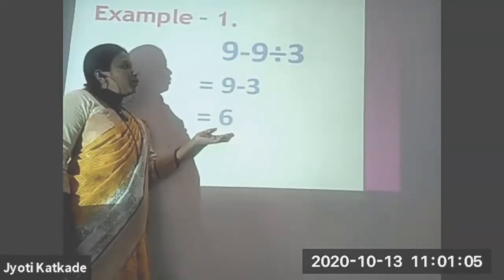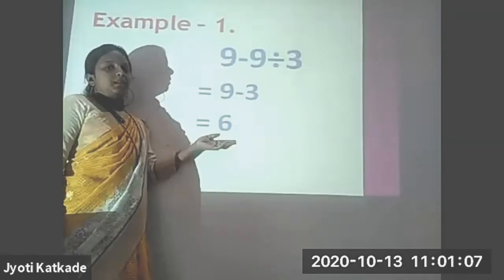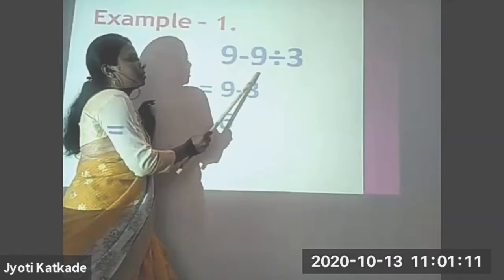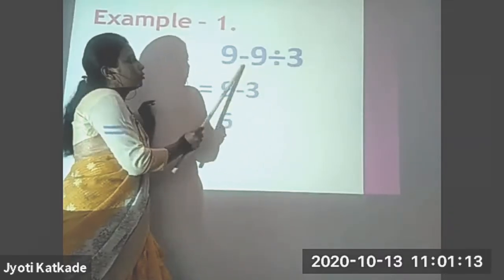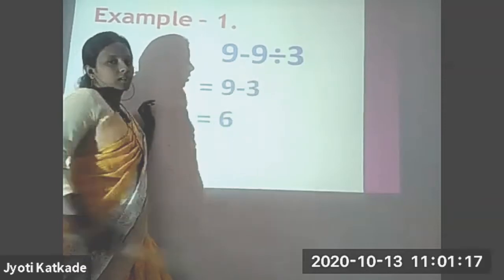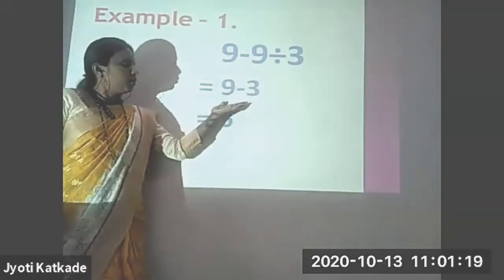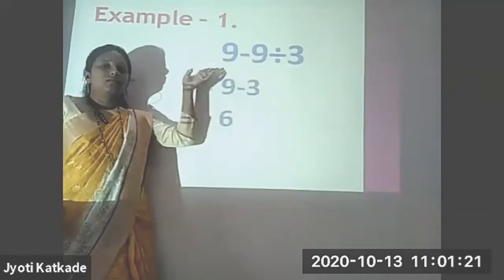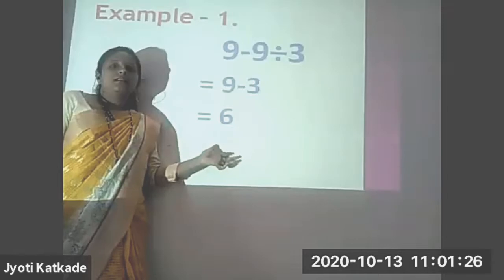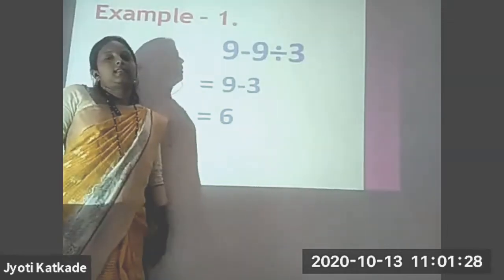How to use that rule in an example? See, this is a mathematical expression, in which numbers are arranged by using more than one mathematical operation. Do division first, then 3 threes are 9. 9 minus 3, we get 6. Okay. See the next example.